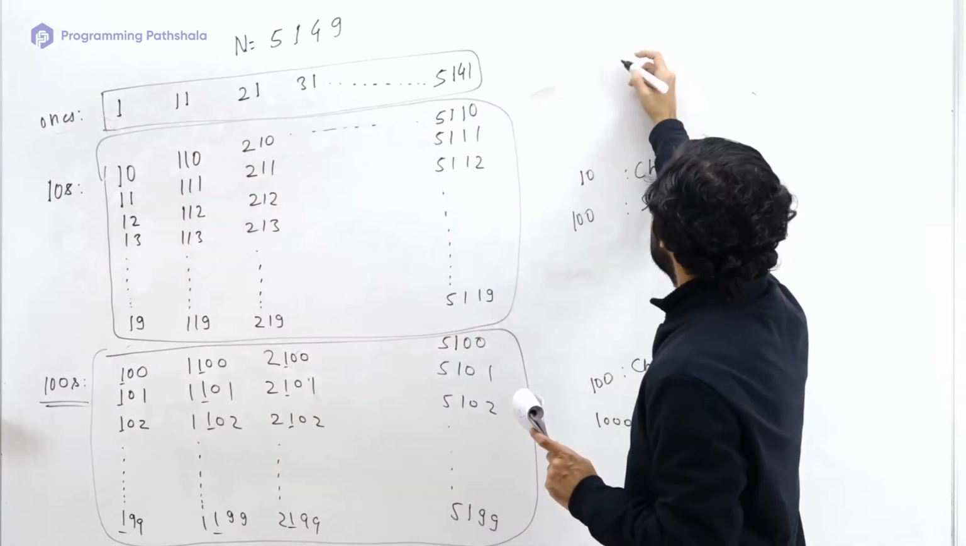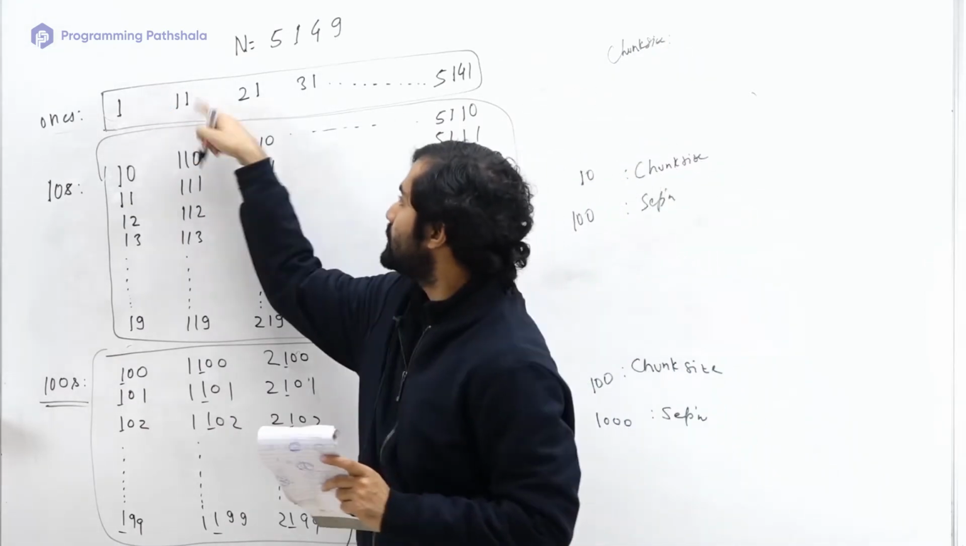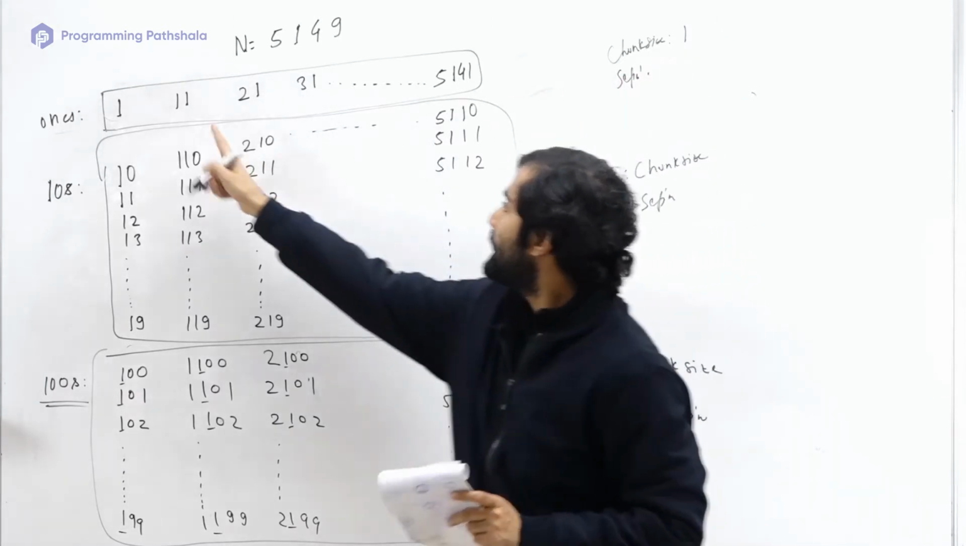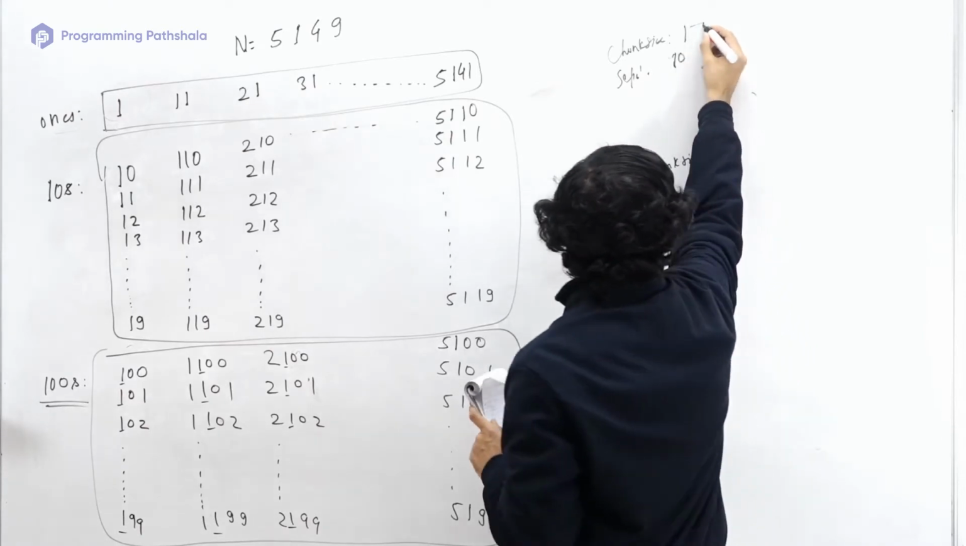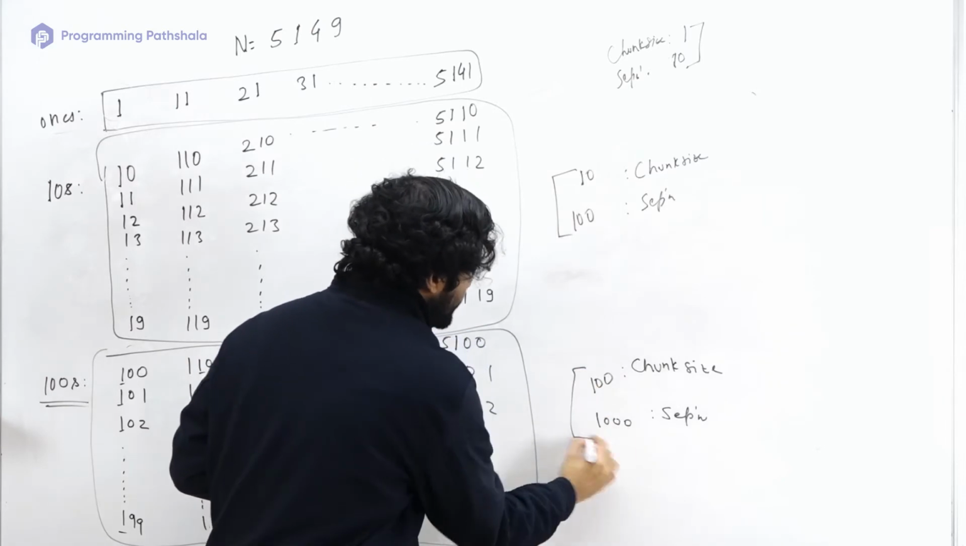Now come here. What is chunk size? Any chunk is of size 1. And what is separation? Gap between any two chunks, how much? 10. So 1, 10, then 10, 100, then 100, 1000.